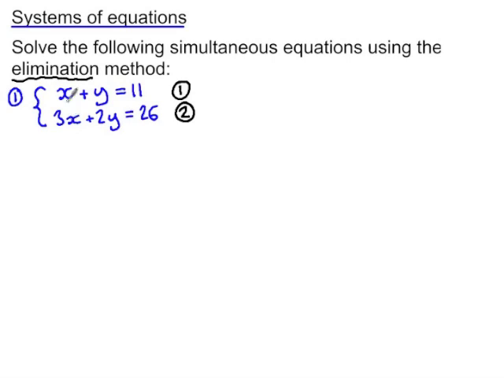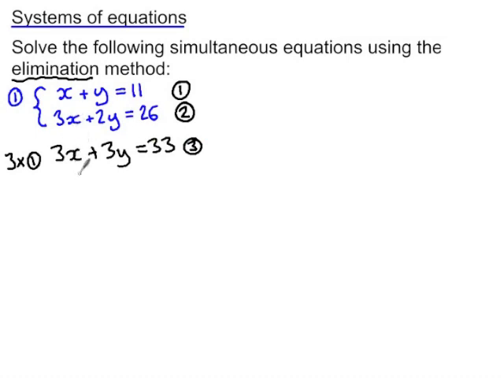If I want to eliminate x, I need the coefficients of x to be the same. So I'll start by multiplying equation 1 by 3. That gives me 3x plus 3y equals 33. And it's important to remember to multiply each term in the equation by the same constant. So we'll call this equation 3.